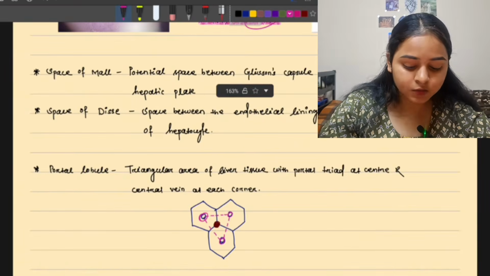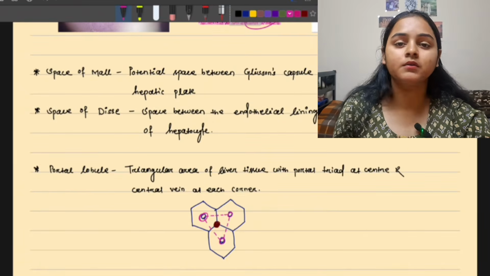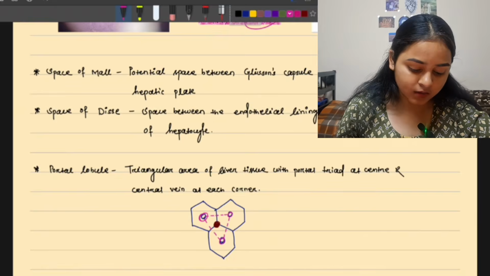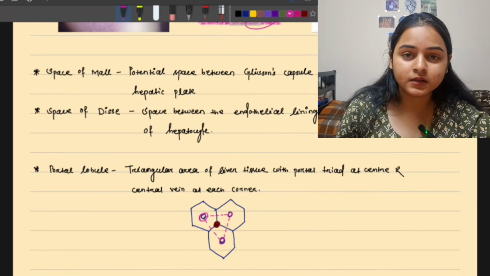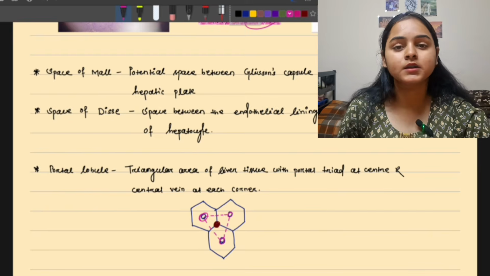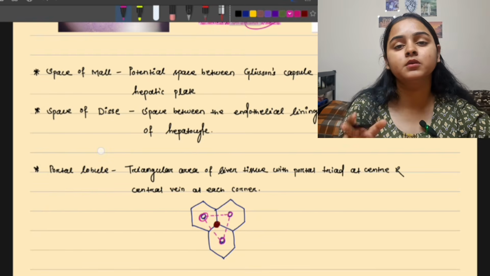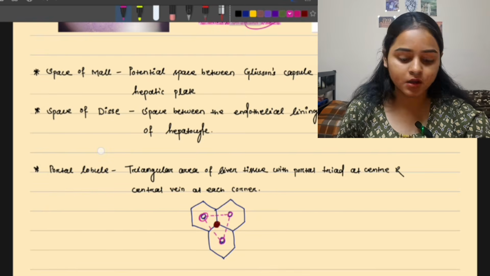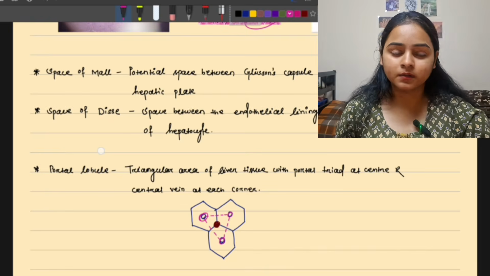Now there are some questions associated with the viva of the slide of liver. They are often asked in the viva, like the space of Mall, what is the space of Disse, what is a portal lobule, what is the difference between portal lobule and portal acinus. So I am discussing it briefly here.